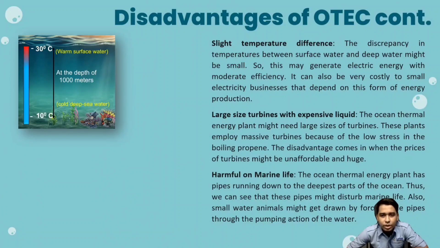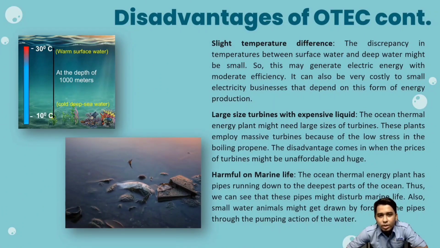Next, slight temperature differences. The discrepancy in temperature between surface water and deep water might be small, so this may generate electric energy with moderate efficiency. Next, large size turbines with expensive liquid and harmful to marine life.